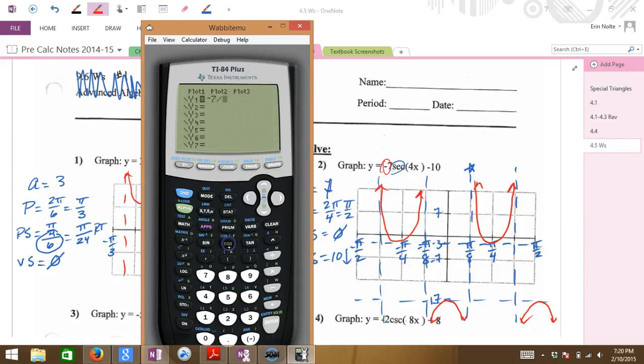Cosine. So I'm going to do cosine of 4x minus 10. Okay, so then I'm going to go to my window, and I'm going to set my window to what I've got on my grid. So I go from negative pi over 2 to positive pi over 2, and we're going by increments of pi over 8. That's that first increment there.